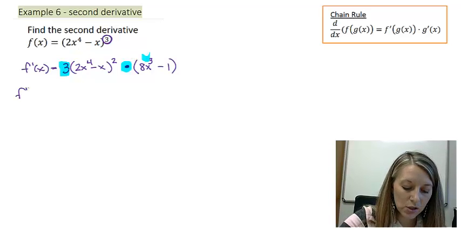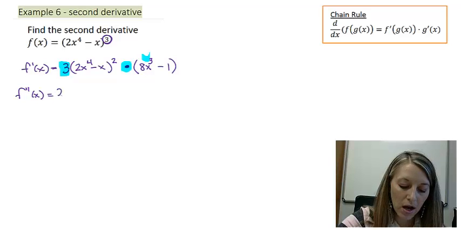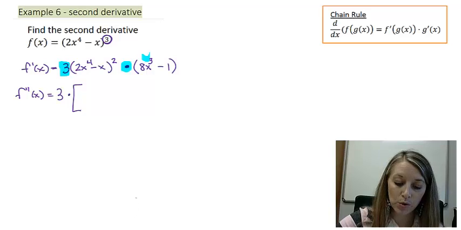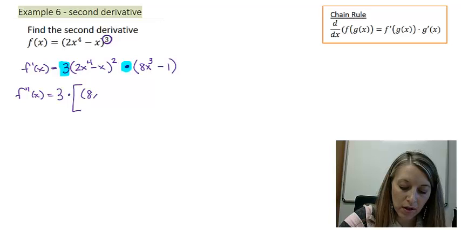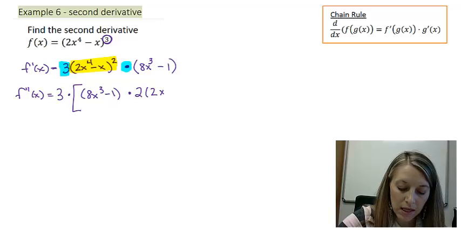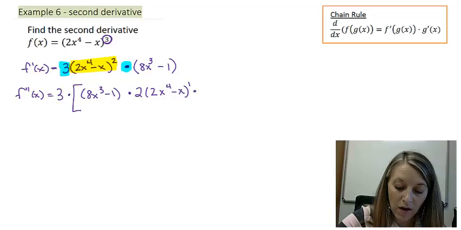So my second derivative then is my constant pulled out to the side, and then I need to do my product rule, where I have the original of the second times the derivative of the first, where I have a chain rule. So I have to bring my 2 down, keep my inside the same, times the derivative of the inside, which gives me 8x to the third minus 1.